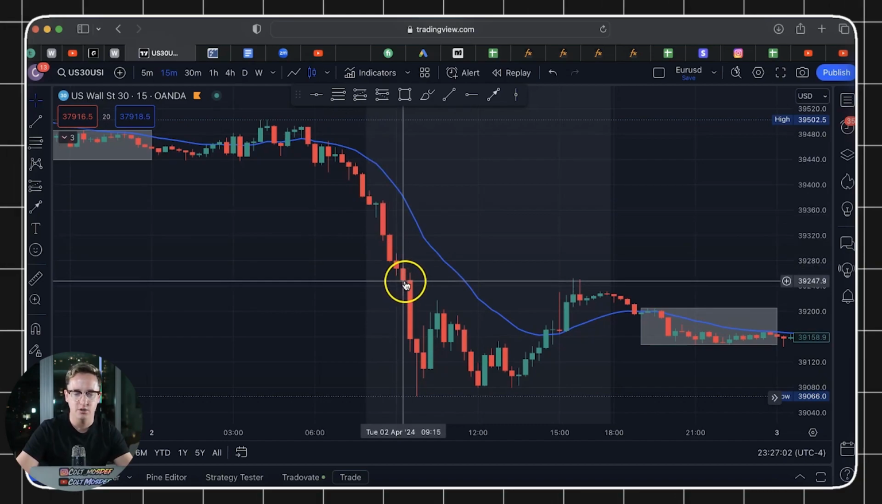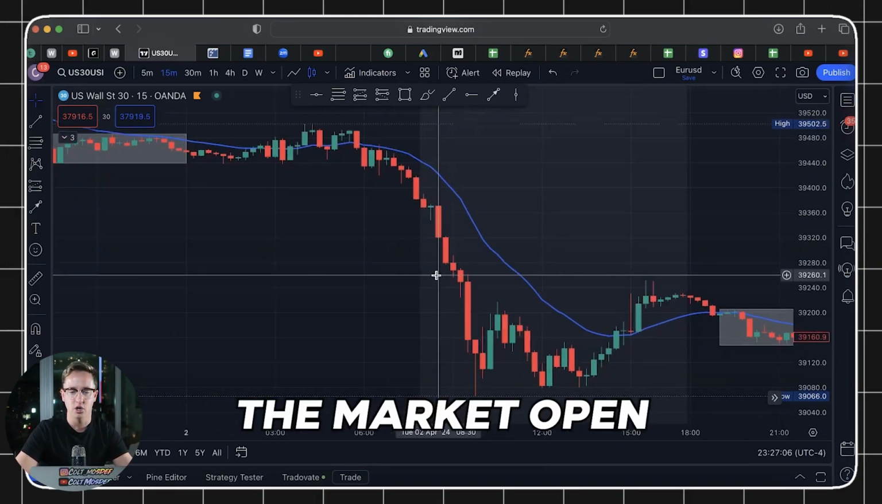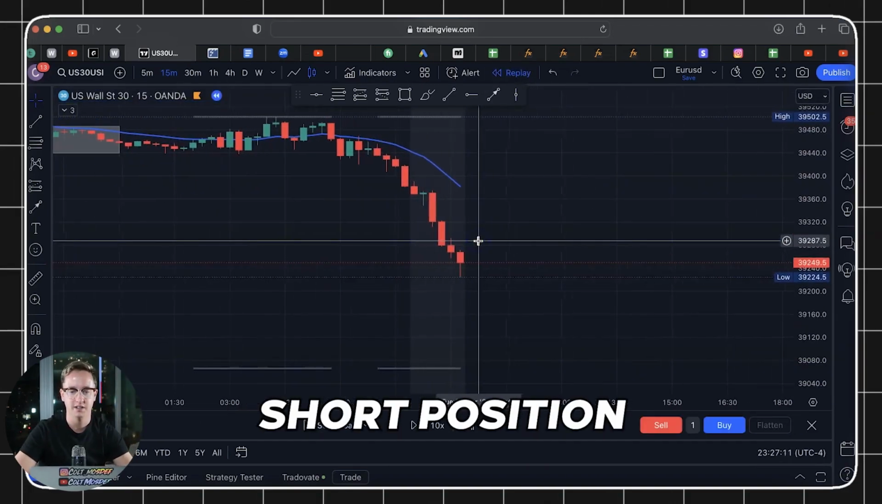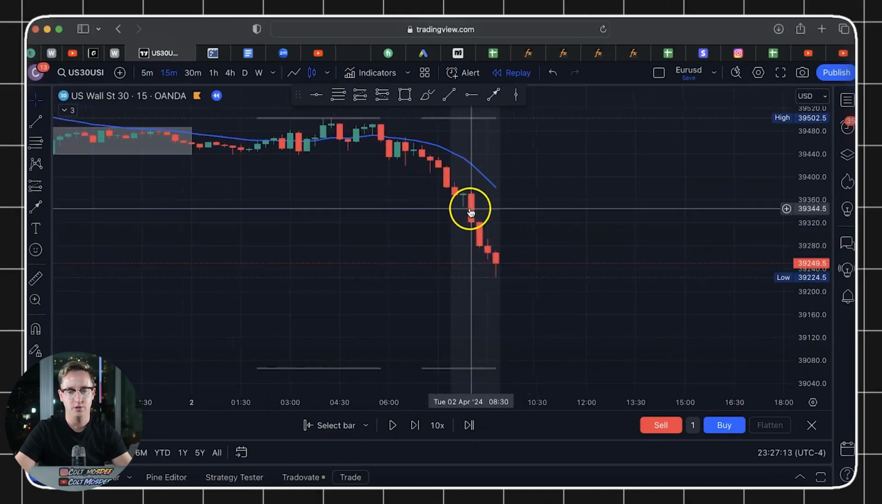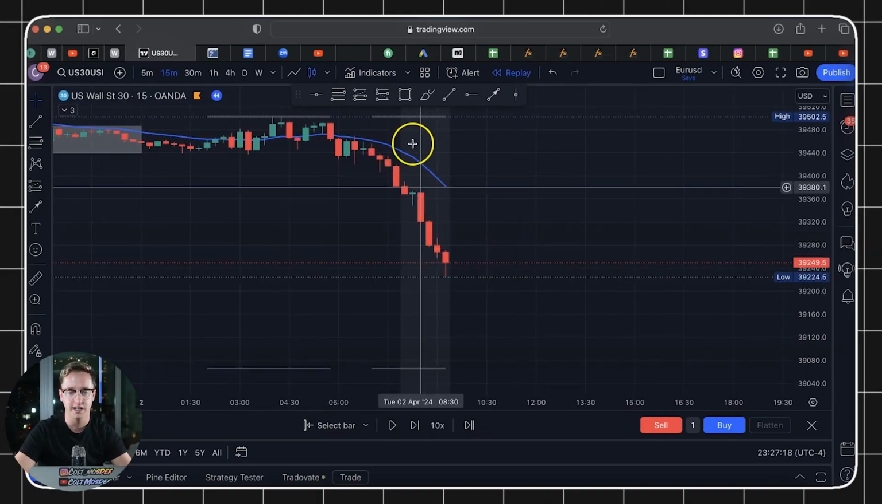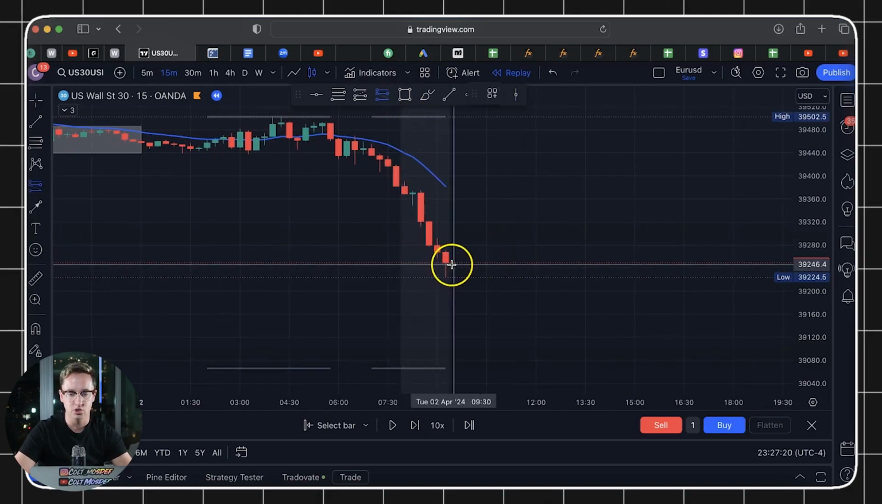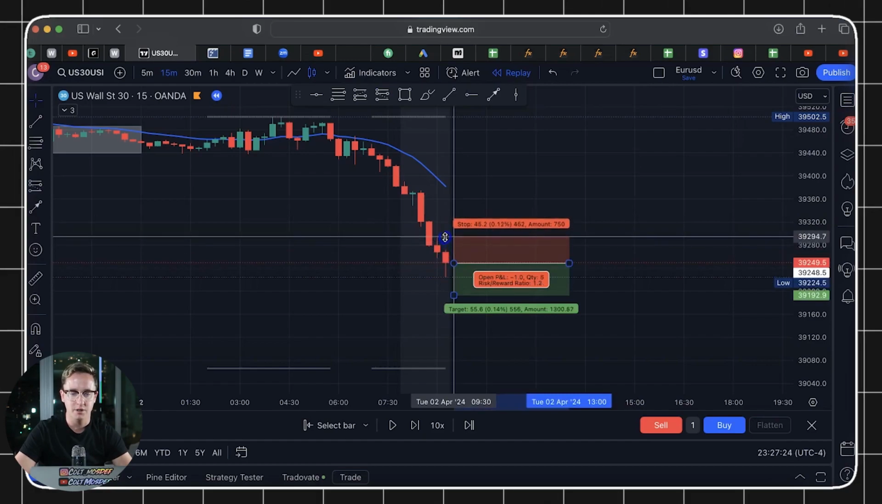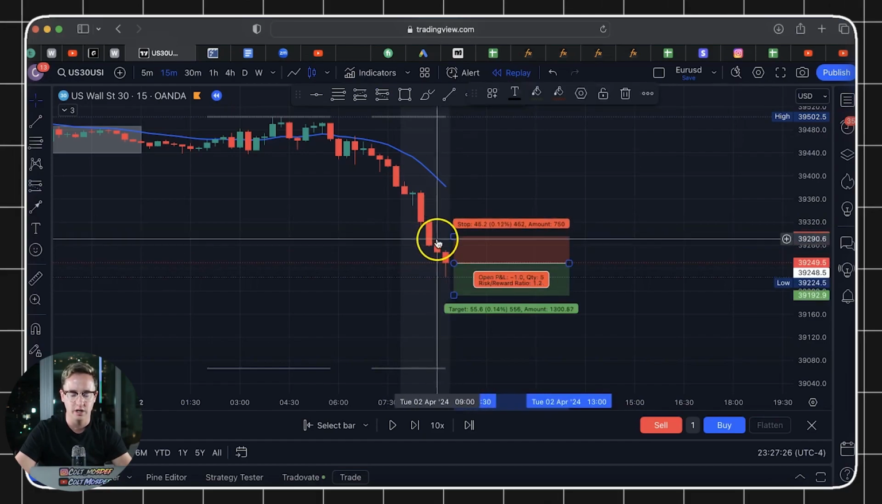Now after this candle closes at 9:15 to 9:30, what is it? It is the market open. So ideally, let's say that we're going into a short position right here. The candles are already bearish, showing us that it's going to continue to go down. So what you could do is drop a sell right at market execution. Your stop can be right above this candle's wick right here.